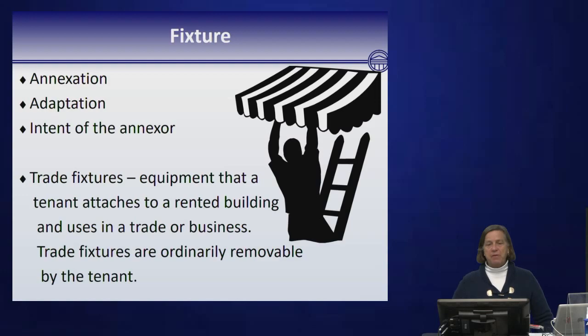An item of personal property that often becomes real property is kitchen cabinets. Kitchen cabinets start out as personal property, but they are so annexed to the real property and so specially adapted for that use, and the person who affixes cabinets usually intends for them to go with the real property. I did want to point out there is a notion of a trade fixture. Equipment that a tenant attaches to a rented building and uses in a trade or business is usually considered a trade fixture, and ordinarily it is removable by the tenant.